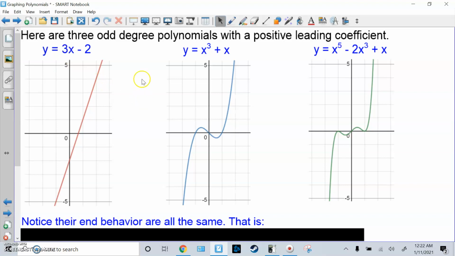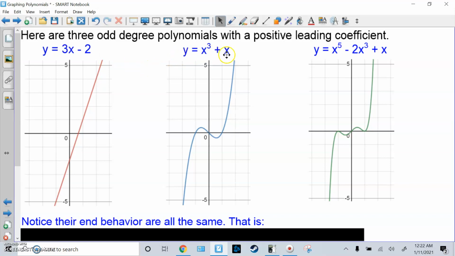Alright, let's do the odd ones. Here's three odd degree polynomials with a positive leading coefficient. So here's y equals 3x minus 2. Hopefully I know mx plus b. Slope of 3, y-intercept negative 2. So it's down 2, then it goes up 3 over 1, up 3 over 1. But look, on the left side it's going down, on the right side it's going up.